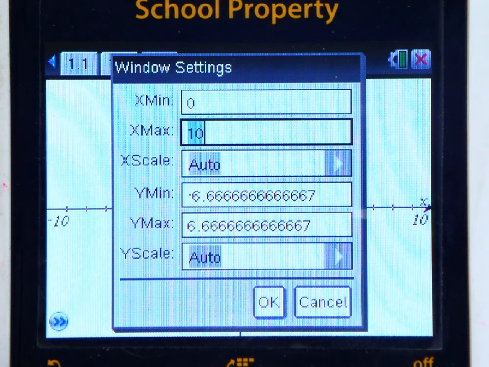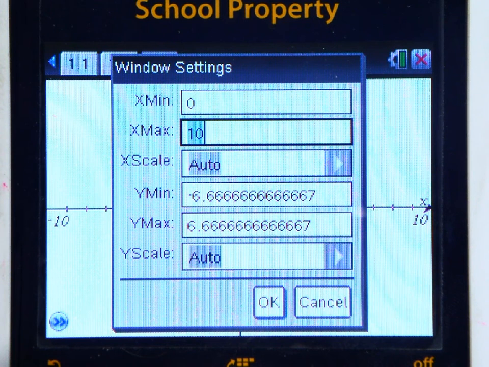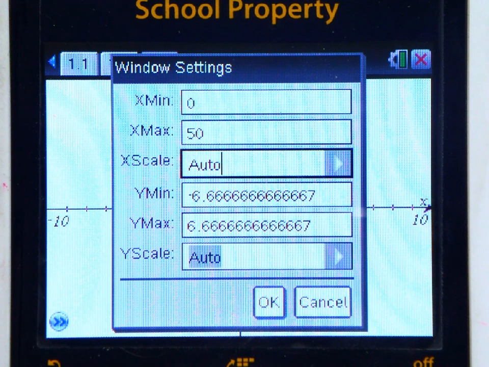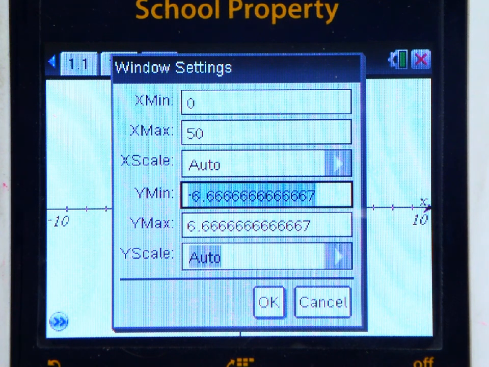I don't need a negative amount of years. But I do need lots of years. How many years do I need here? Maybe 100? Actually, if you look at the problem, the populations have already crossed. I don't need 100. I just need 50. That's fine. If you put 100 in, it's no big deal. The goal is just to get the intersection point on the window so that you can find it.